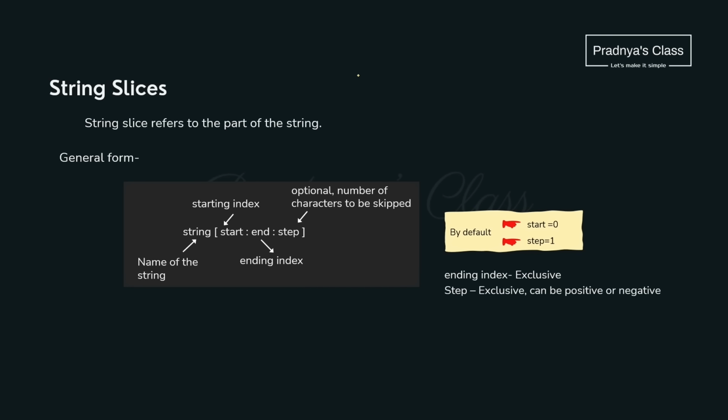This is the most important concept in case of string, and surely you will get one question based on slicing. Look at the format. First is starting index, second is the ending index, and third part is the step. All three parts are optional. If you don't mention start, 0 is the default value for the start. If you don't mention ending index, till end of the string will be considered. And the default value for step is 1.